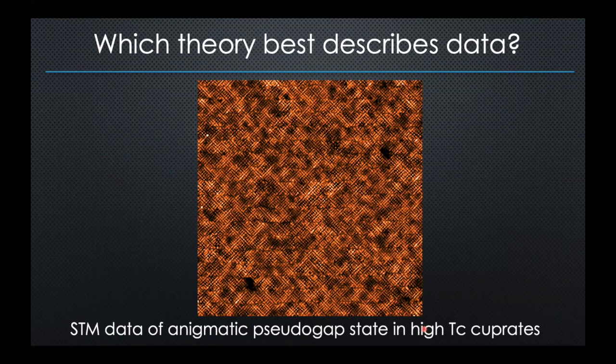Maybe you were really lucky and your data looked exactly like your best friend theorist's prediction they drew on the whiteboard. But my understanding is that people are rarely that lucky, and you get something that's much more complicated than anybody dreamed of. And you want to see, okay, this does not look like either my friend A's scribble or my friend B's scribble or hard calculation. So how do I go about deciding which one of those theories best captures my data? So this is STM data on the pseudogap state of high-Tc cuprates.